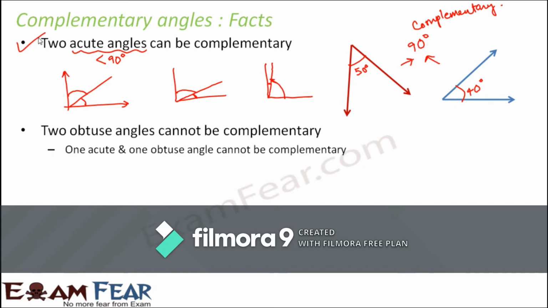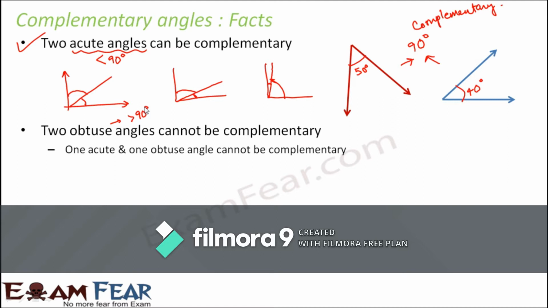Now, do you think that two obtuse angles can be complementary? No, they cannot. Because what is an obtuse angle? An obtuse angle is the one whose measure is greater than 90 degrees. Now, we want the sum to be 90 degrees for complementary angles. Now, if one angle itself is greater than 90 degrees, there is no chance that it can add up to some other angle to form 90 degrees, right? So, two obtuse angles can never be complementary.